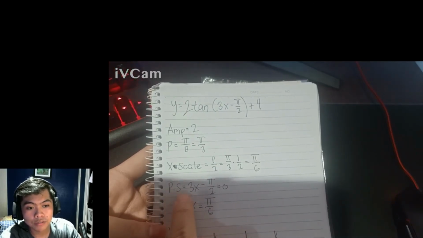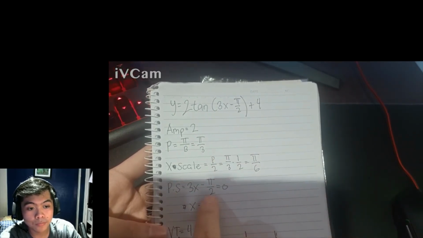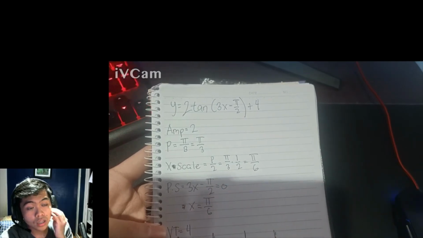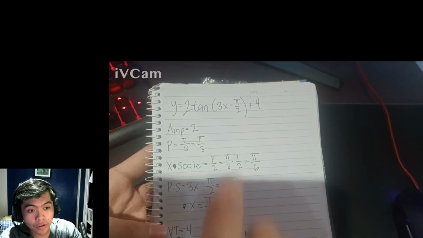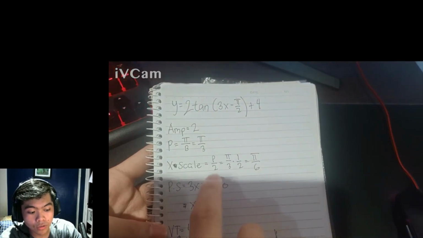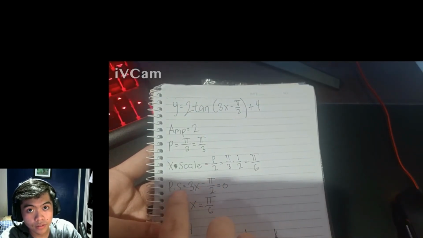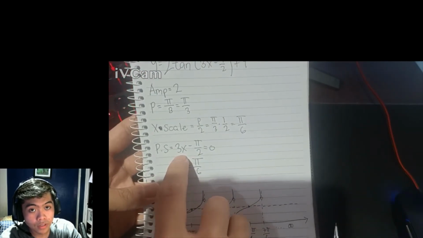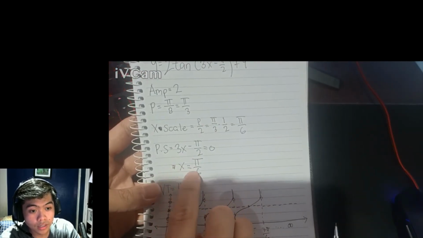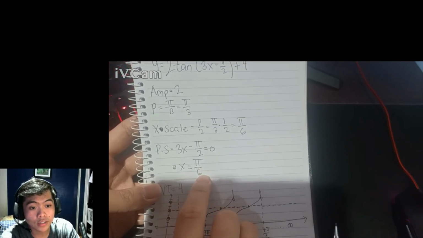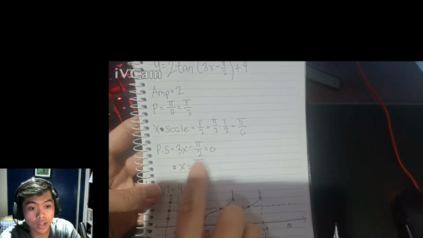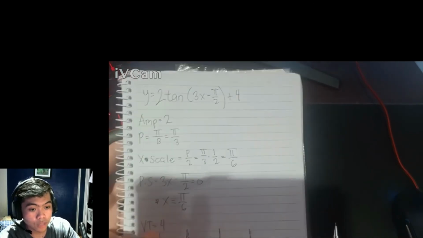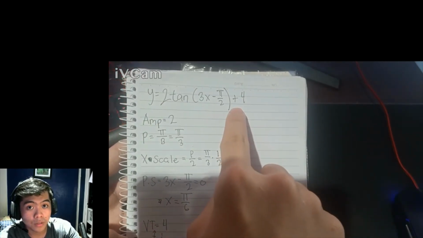So phase shift first. Phase shift is equal to 3x minus pi over 2 is equal to 0, because that's the rule. If we have phase shift and period, we will equate it to 0 in order to find the phase shift. So solve for x, divide both sides by 3, x is equal to pi over 6. So this is our phase shift. Next, vertical shift. Our vertical shift is 4 because this is plus 4.